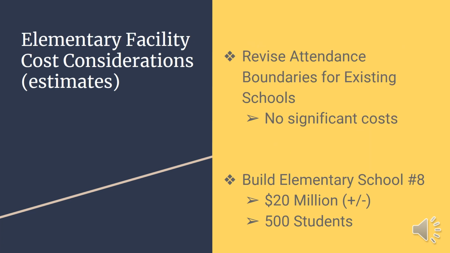At the elementary level, obviously, if we revise attendance boundaries of our existing schools, there's no real significant cost there. It's just a planning effort. If we go ahead and build an 8th elementary school sometime in the next 10 years, we're estimating the dollars for building a school similar to our current elementary schools would be about $20 million.